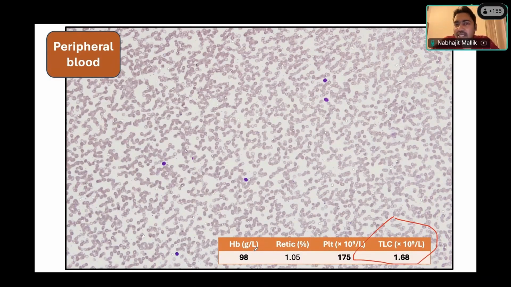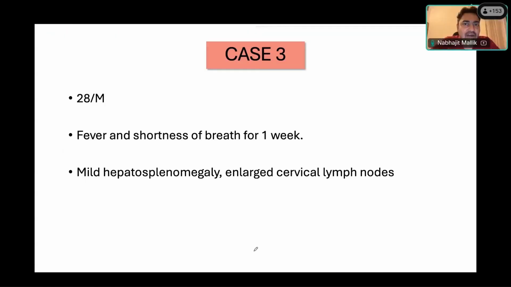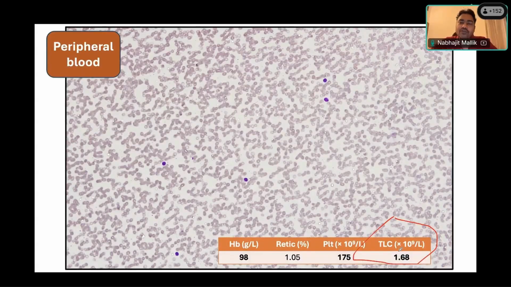So do you think this patient should be undergoing a bone marrow examination? Is this an indication for a bone marrow examination? Or would you want to give a diagnosis here itself? Yes, sir. We'll go for bone marrow examination. We have to, right? We have a young male who has fever and shortness of breath for 1 week, and some lymph nodes and hepatosplenomegaly as well. And we have a leukopenia. So this can't be explained.